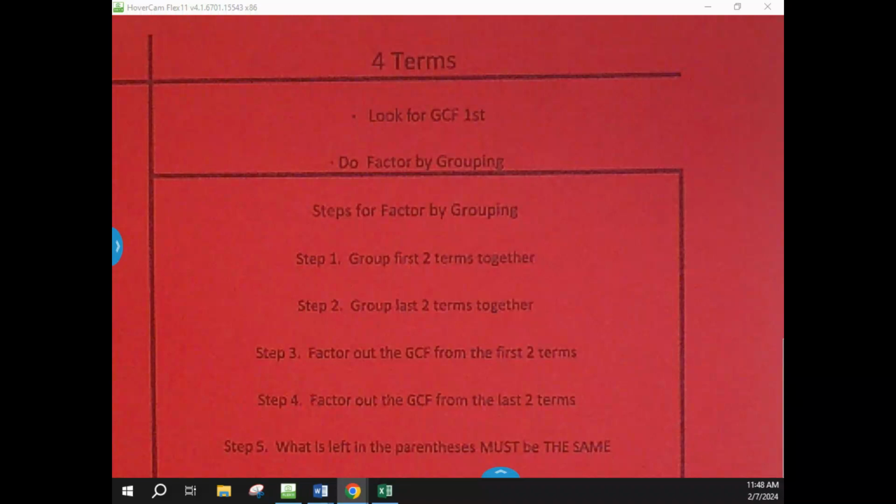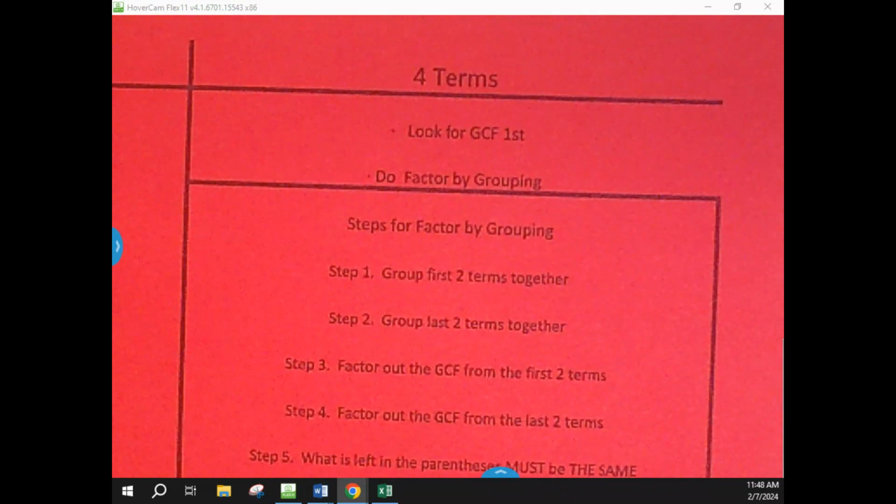All right, so with factoring, right now on this page we're going to add some more. We're down to either 4 terms or 2 terms at this point. We're going to start with 4 terms, and basically it's this way. If you have 4 terms, that's where you're going to count and see how many different terms you have.